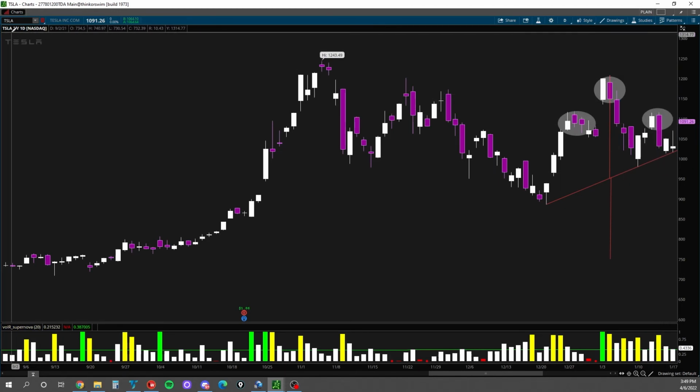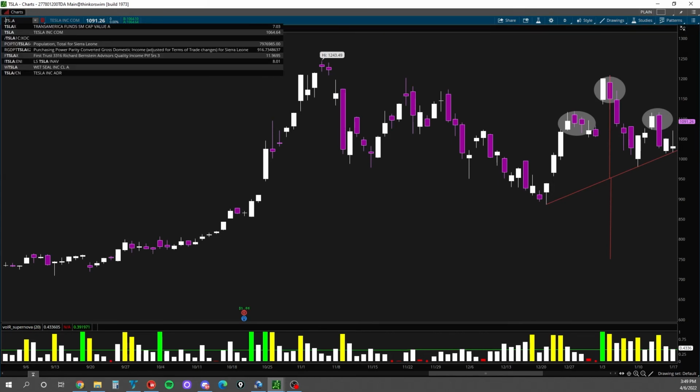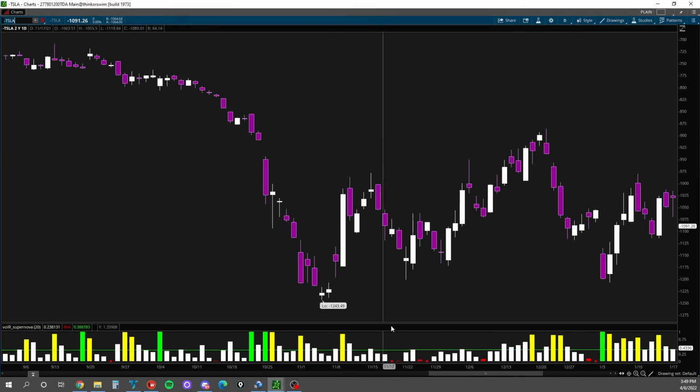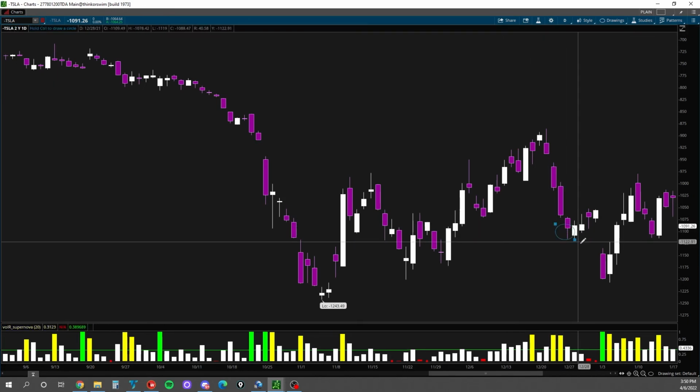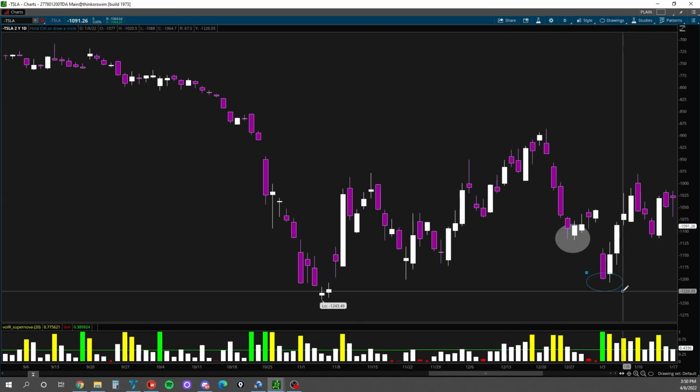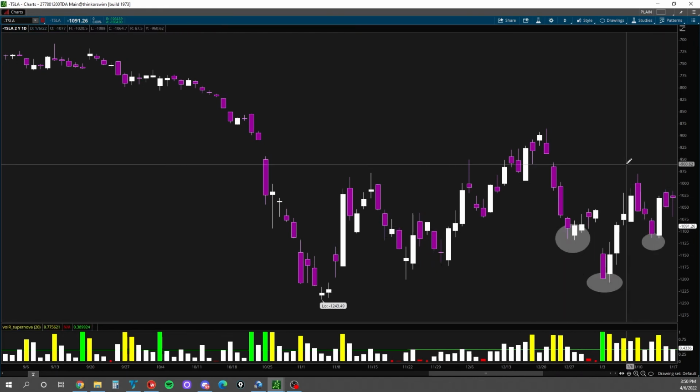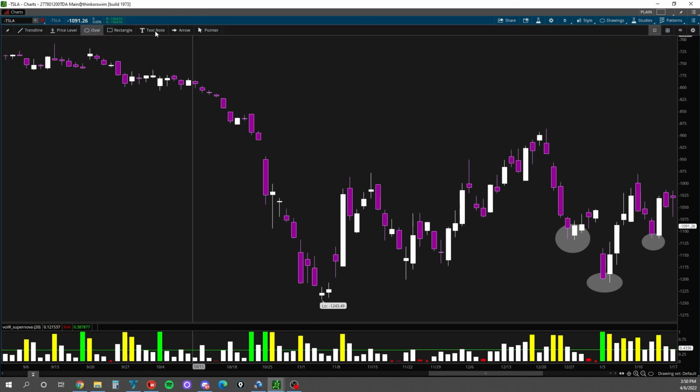Same thing on the inverse. Let me just do the little trick I really like. So same thing right here. Let me just draw it for you so you can see what I'm talking about. Left shoulder, head, right shoulder. Neckline is, I don't know, here's the trend line.